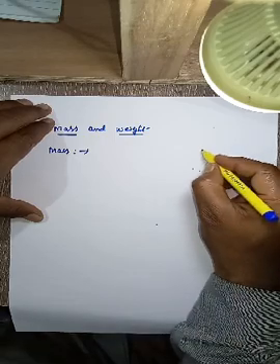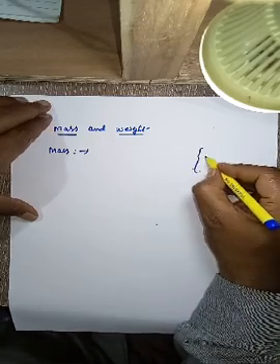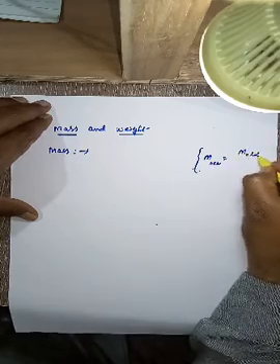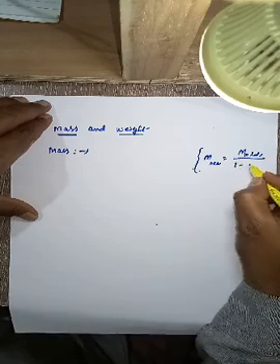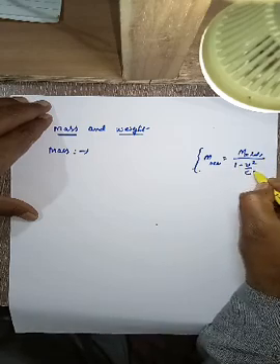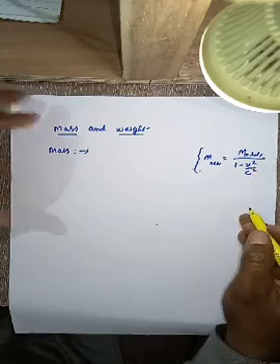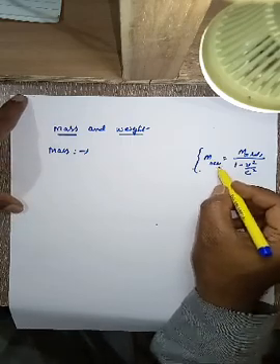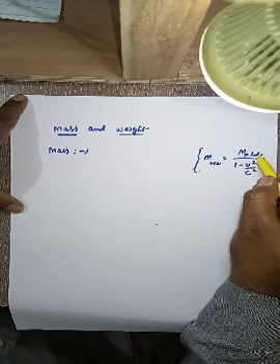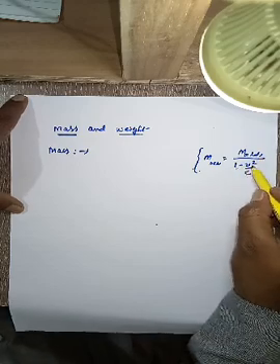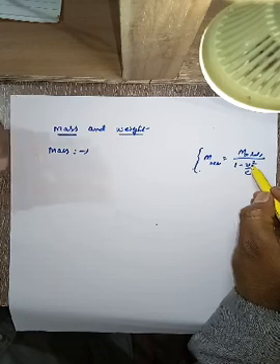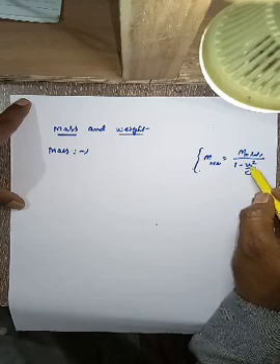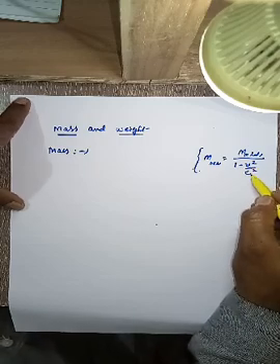According to the theory of relativity, mass new equals mass old upon the square root of 1 minus v square upon c square, right? This is the new mass, whose value needs to be calculated. This is the old, original mass, and in the denominator, 1 minus v square upon c square, where v is the velocity acquired by the body and c is the velocity of light.